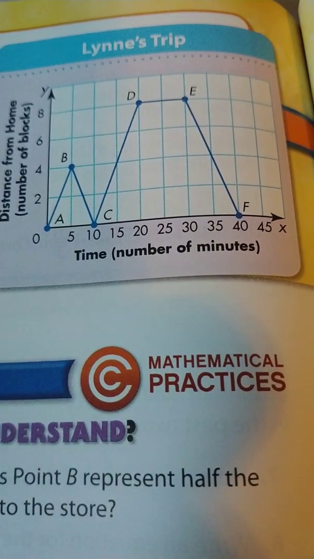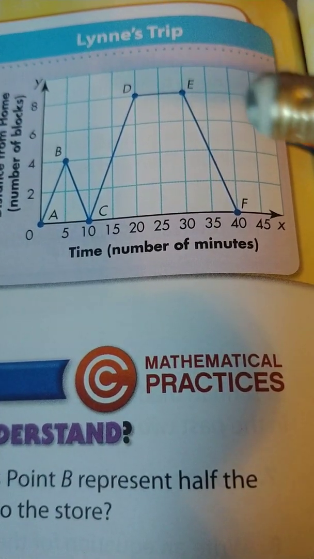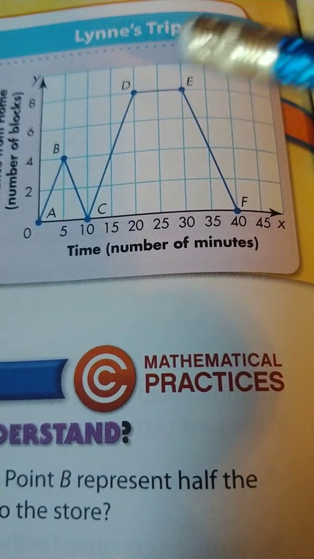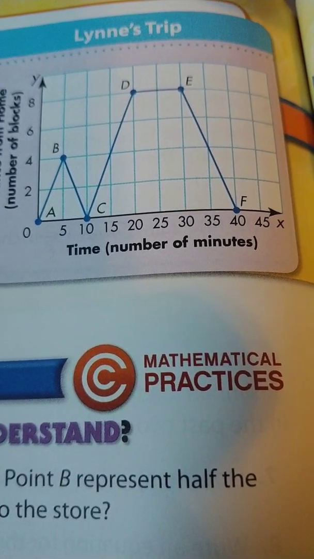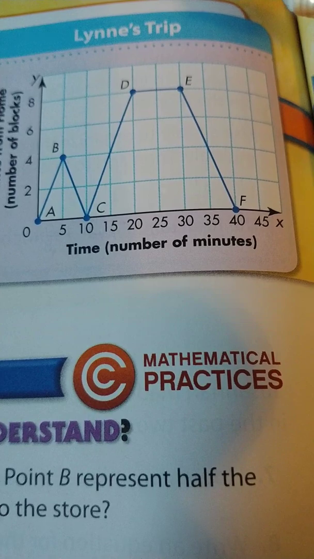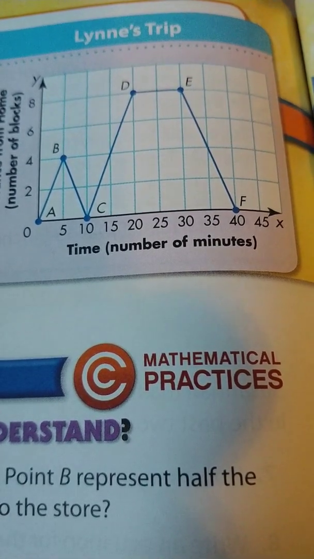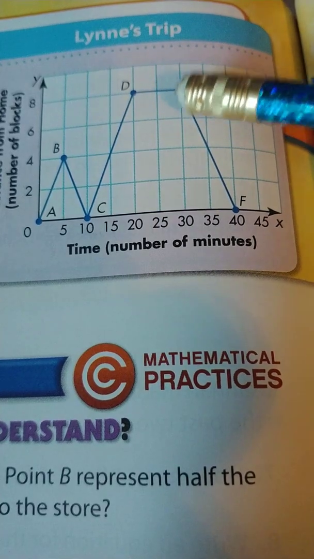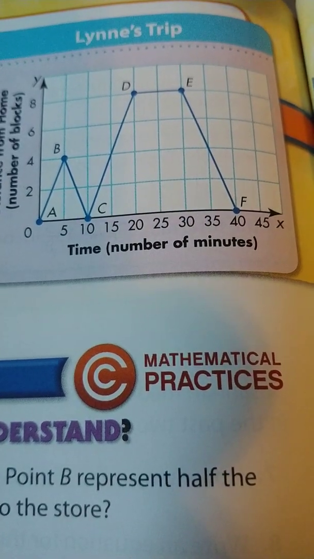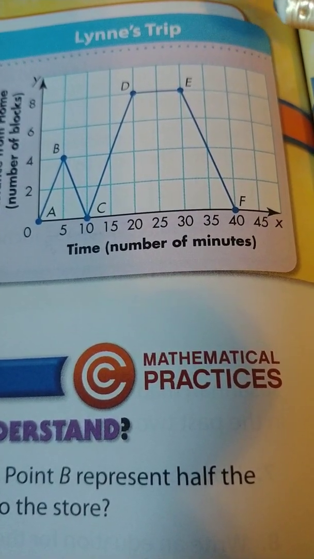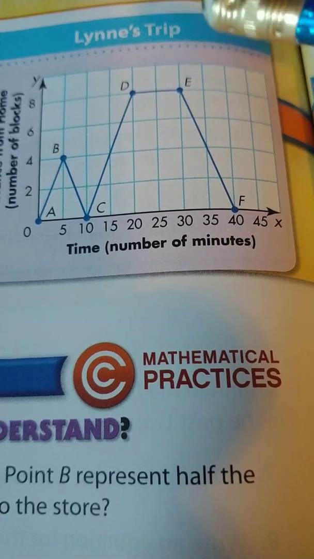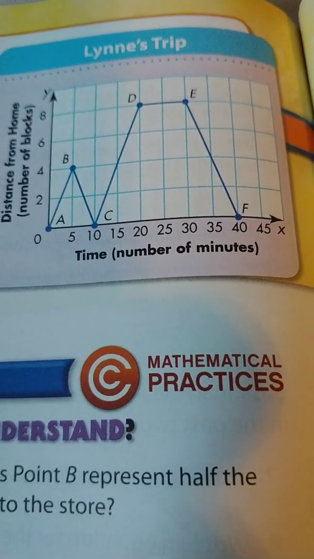This is one area where kids get a little freaked out. She is staying 8 blocks away. Maybe she's at a playground, maybe she's at a friend's house, whatever. She's just staying there. So at 20 minutes, she's 8 blocks away from her house. At 30 minutes, she is still 8 blocks away from her house. Maybe she's talking to a friend, whatever it is, but she's not traveling anywhere. And then E to F, she's coming back home.